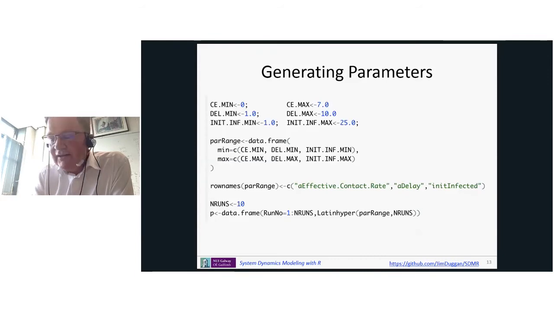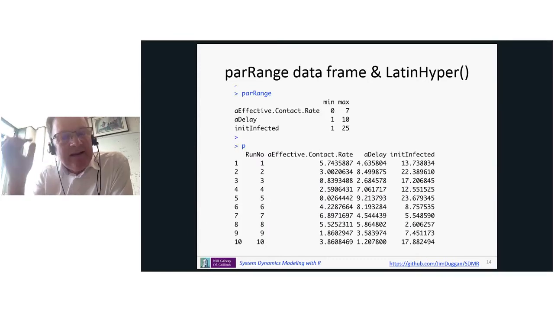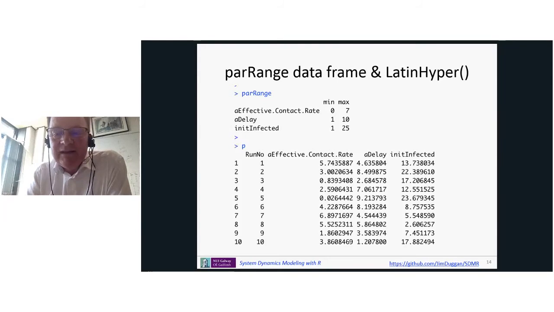So going on to the next slide, we can see the input data frame is shown as the min and the max for each of the values. But then we have a data frame with 10 rows in it, and every row is the configuration for every simulation run. So we're saying the first time we run the simulation, the contact rate will be 5.435887, the delay will be 4.63, etc., and the init infected is 13. So we're using the tool to generate the random numbers, and then we put all those into a data frame, and then that data frame is going to drive our simulation.